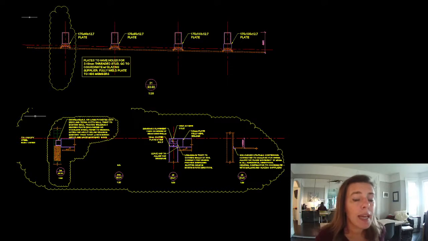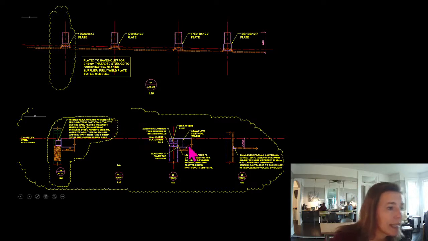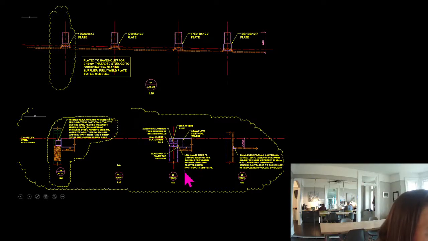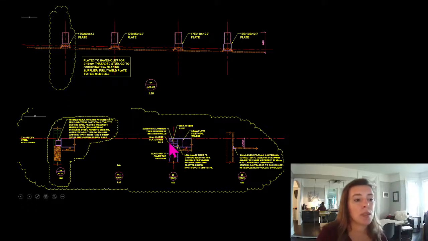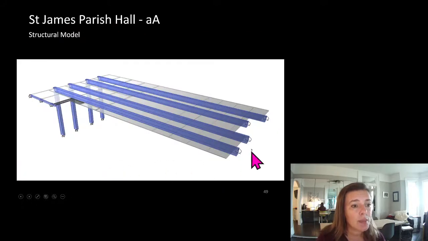All right, here are some details for this. We had a few interesting things that we needed to try to detail on this. We needed to be able to install this moment connection in the field without welding and provide drainage holes for any water that could have gotten into this. Our steel needed to be supported on existing heritage masonry. We had spider clamps that were picking up our glass below.